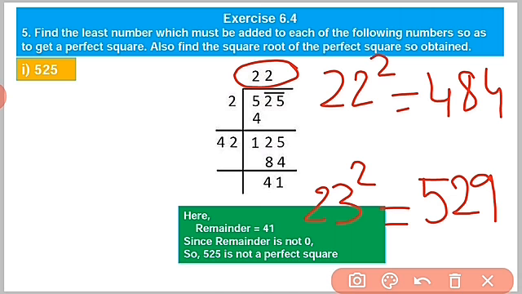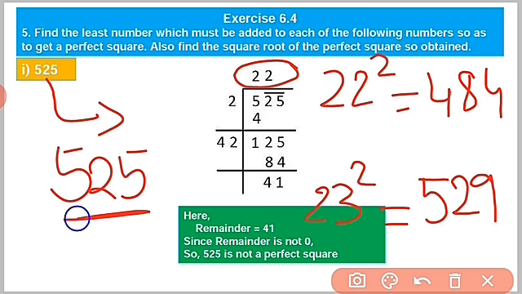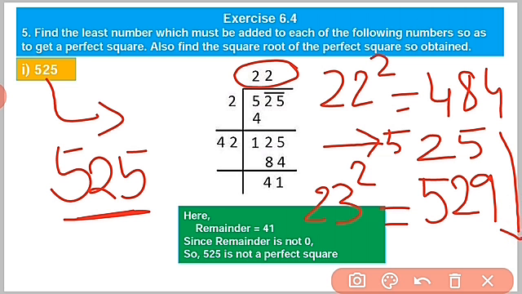And we say that we have a number that is 525. So we see easily that this 525 lies between 484 and 529. Since we have to add the least number to the given number so as to get a perfect square, obviously the perfect square will be greater than 525. So we will move in this direction.